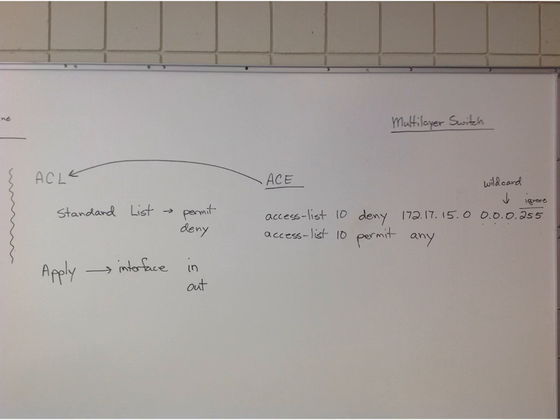Access list. Okay. We're talking about access list here on a router. Access control list, we talked about standard. You can either permit or deny source address, where it's coming from. Okay? So you can create access control entries. Here's one. Here's one.